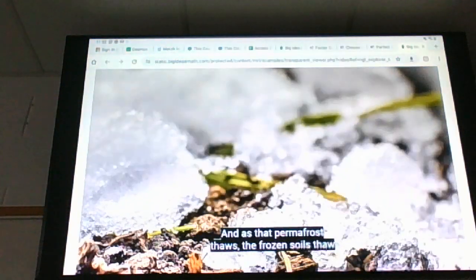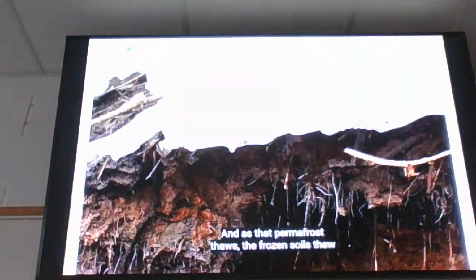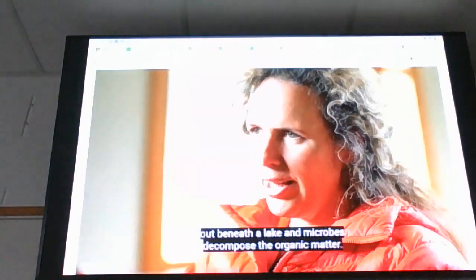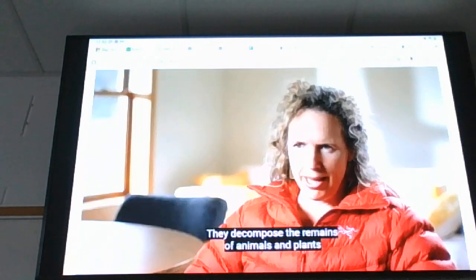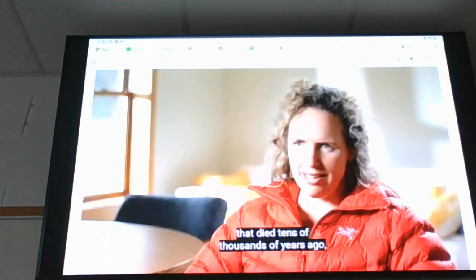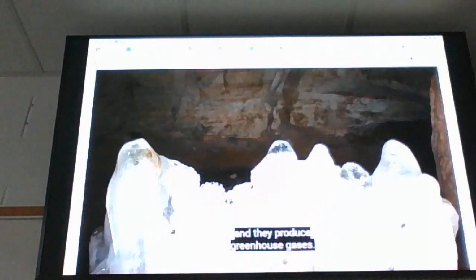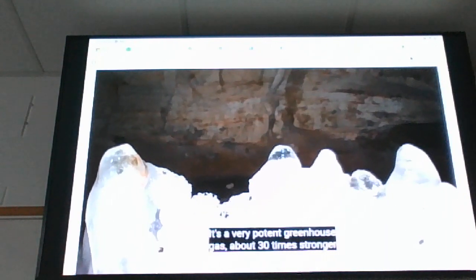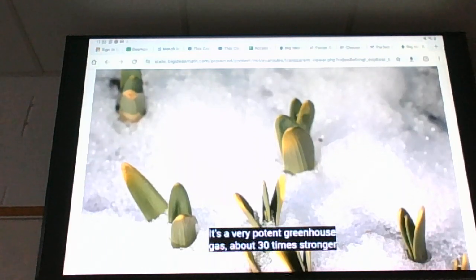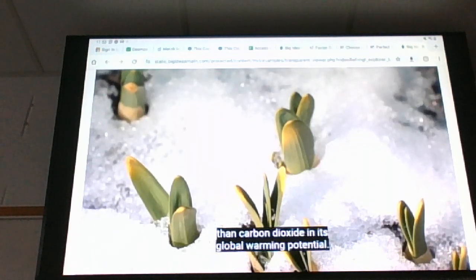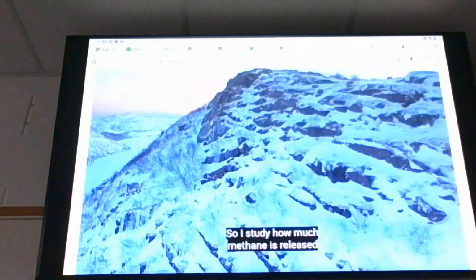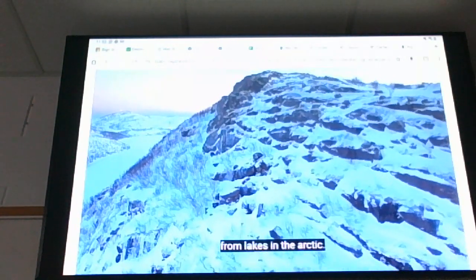As that permafrost thaws, the frozen soils thaw out beneath the lake, and microbes decompose the organic matter. They decompose the remains of animals and plants that died tens of thousands of years ago, and they produce greenhouse gases. Methane is one of the greenhouse gases. It's a very potent greenhouse gas, about 30 times stronger than carbon dioxide in its global warming potential. So I study how much methane is released from lakes in the Arctic.